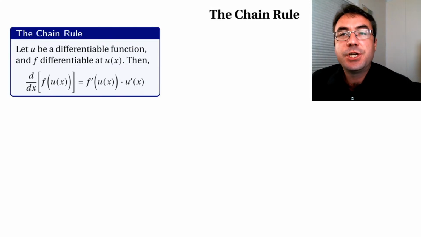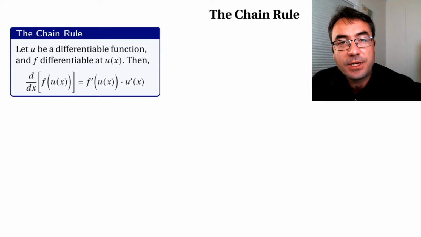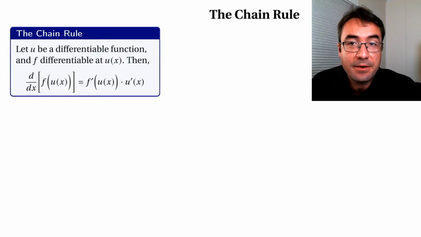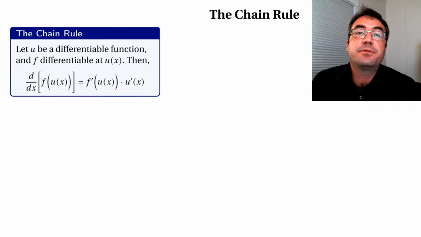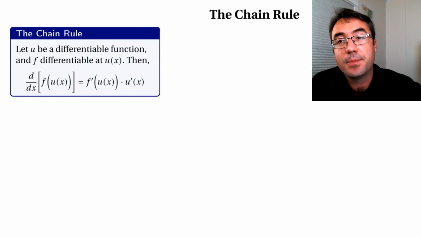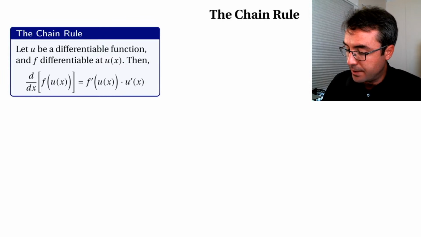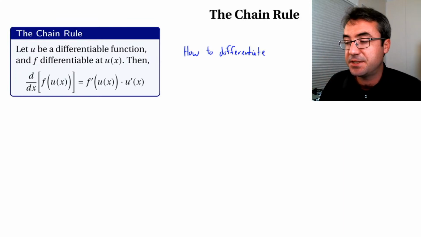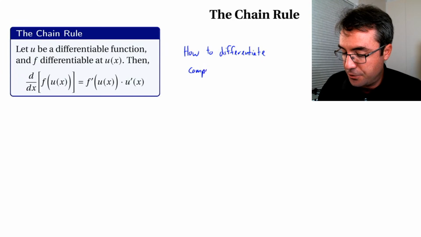So let's read through it. Chain rule says, let u be a differentiable function, and let f be a differentiable function at u of x. Then the way we differentiate their composition, f of u of x, well, that derivative is equal to f prime evaluated at u of x times u prime of x. So this is telling us how to differentiate composite functions. When you see parentheses with x terms inside, chances are you might have to use chain rule. You have the composition of two functions.